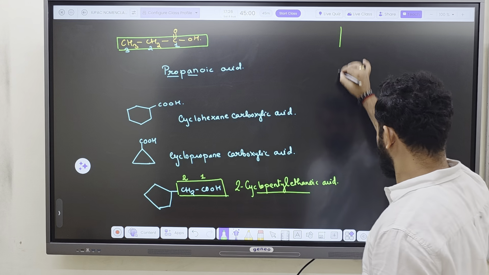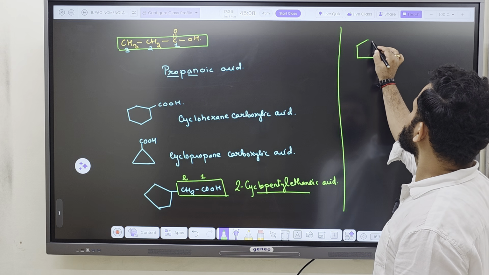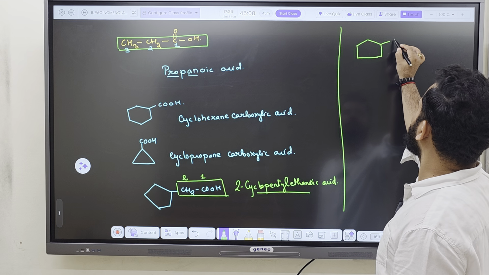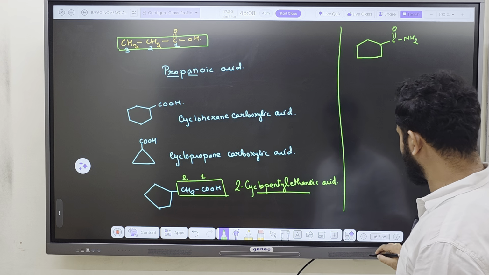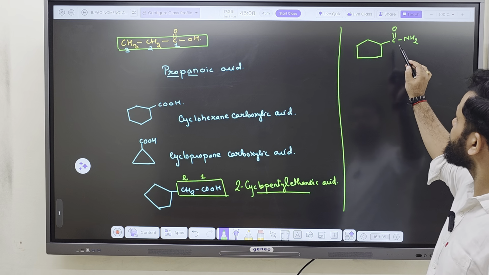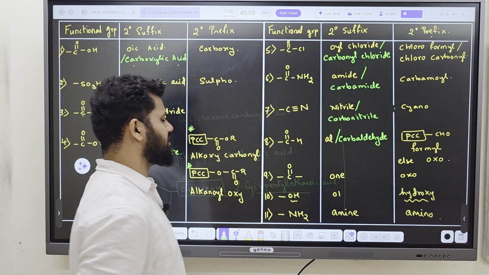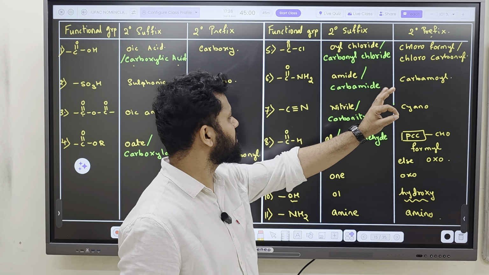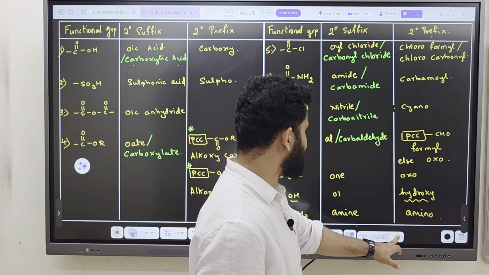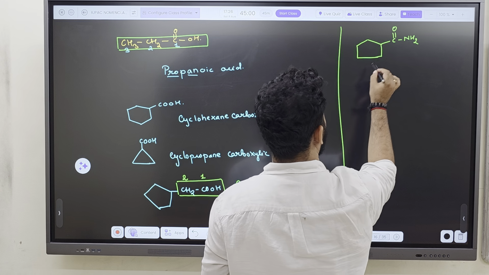So let's have one more example. We have cyclopentane, and here we have an amide. Special suffix or normal suffix? Just check. Since the functional group is directly connected with the ring, we will use the special suffix. What's the special suffix for amides? Amide is the normal suffix. Carboxamide is the special suffix. How to use it? Cyclopentane carboxamide.